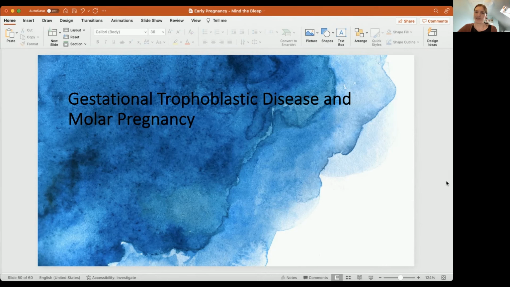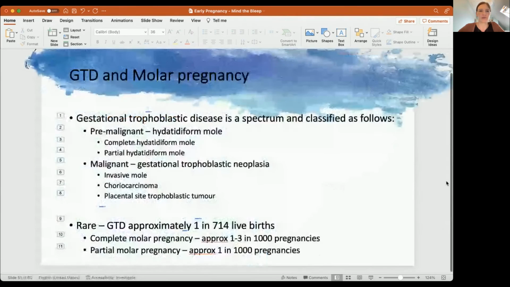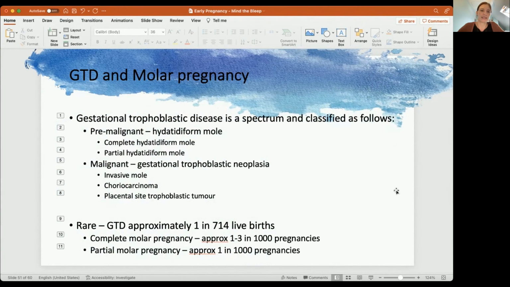So gestational trophoblastic disease and molar pregnancy. Molar pregnancy is kind of like a subset of gestational trophoblastic disease. I'll talk about it now anyway. So it's kind of a spectrum. What you classically get is things like the complete or the partial molar pregnancies, and these are pre-malignant stages of this sort of spectrum of disease, if you like. It's like when you have pre-malignant cells on your cervical smear, CIN or whatever. It's not cancer, but it has the potential, if left, to become cancer or to become invasive.